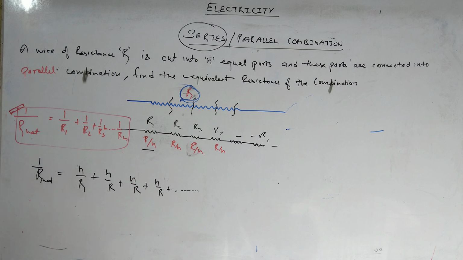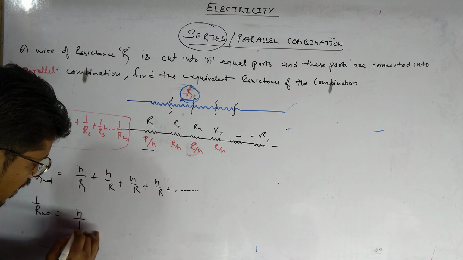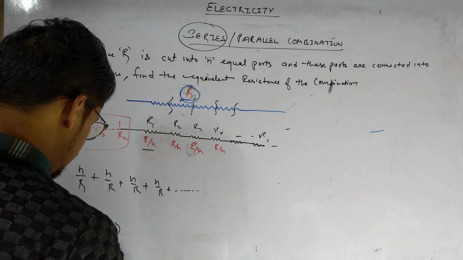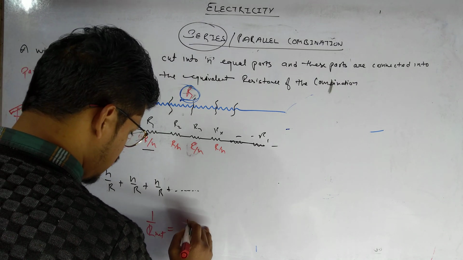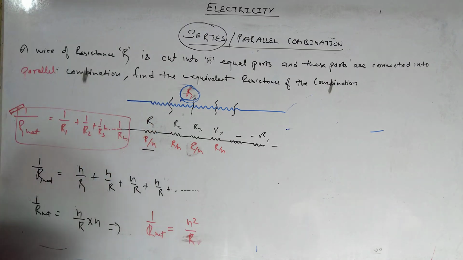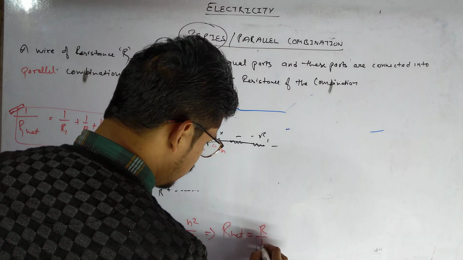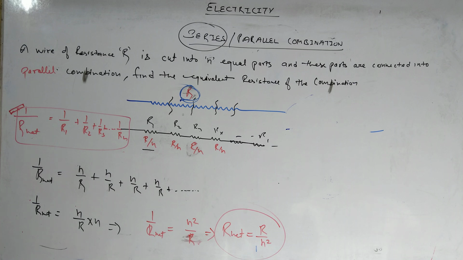So what is R net? 1 upon R net is equal to n upon R into n. Can we write like this? Now please calculate 1 upon R net. 1 upon R net is equal to n square upon R, and if I reverse the whole thing and calculate R net, this is R upon n square. So please make a note.